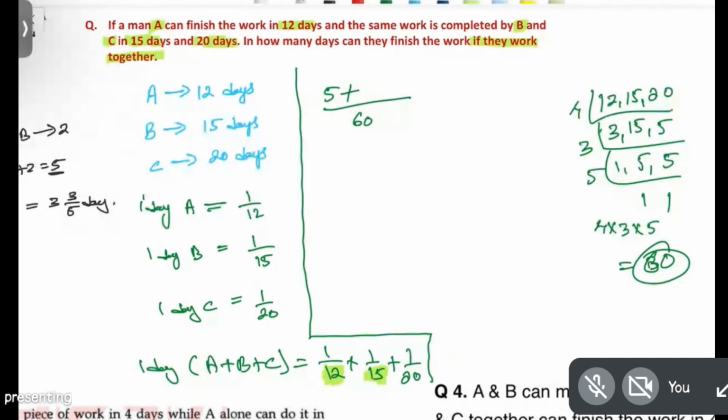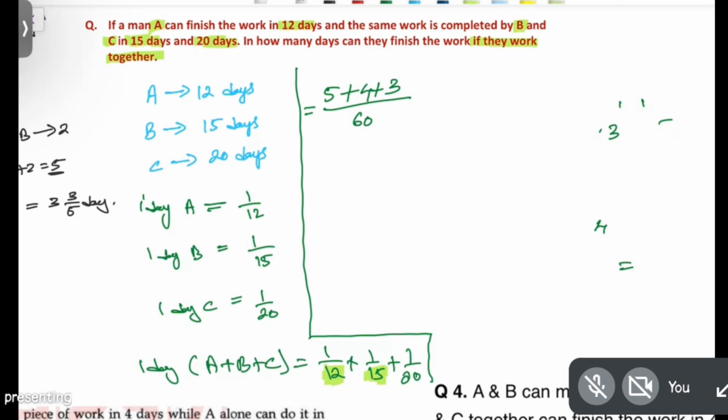15 times 4 is 60, plus 20 times how much is 60? 20 times 3. This is what we have. Now next, I'll just add them up, which is equal to 5 plus 4 is 9, 9 plus 3 is 12, over 60. I can reduce here, so 12 ones are 12, 12 fives are 60.